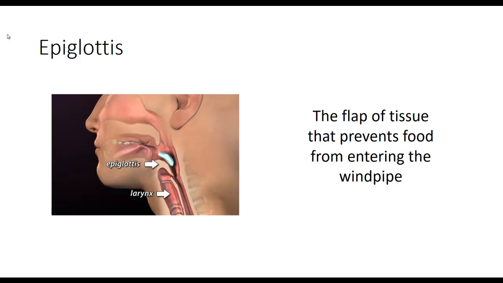Okay, some other kind of random things that are in here too. The epiglottis is the flap that prevents food from entering the windpipe. So when you are eating and food is moving down the trachea, it doesn't enter the windpipe because of the epiglottis. And this has been movement and coordination.